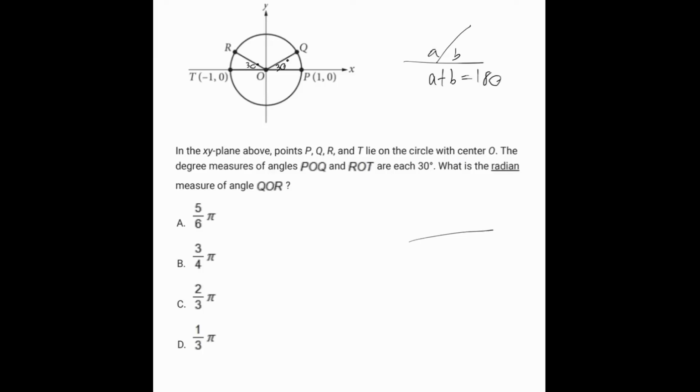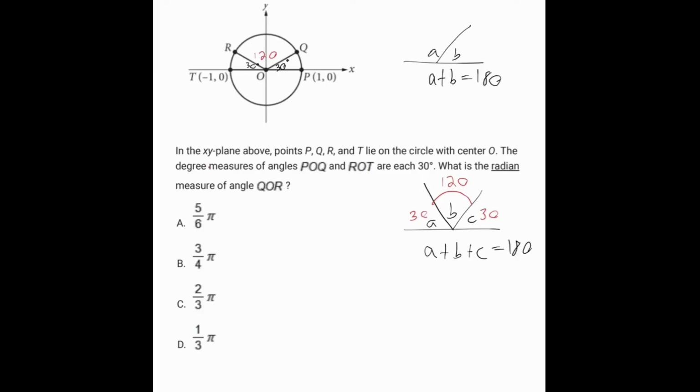But if that straight line were divided not into two angles, but into three angles, it makes no difference. Those three angles also have to equal 180. So in our situation, we have a 30 right here and a 30 right here. What does this third angle have to be to make the whole thing equal 180? And the answer is 120. So this can be 120 right here.